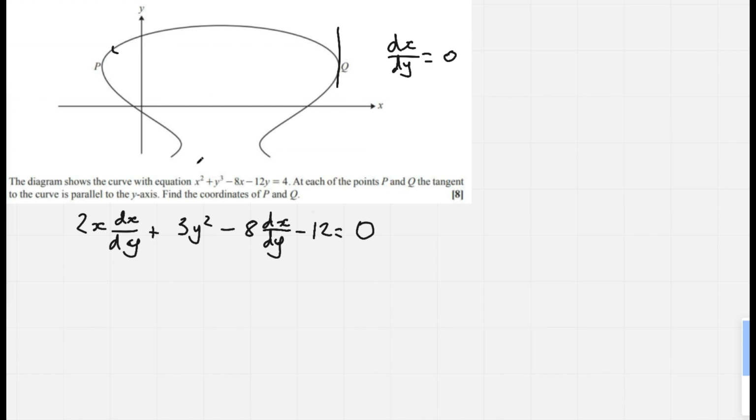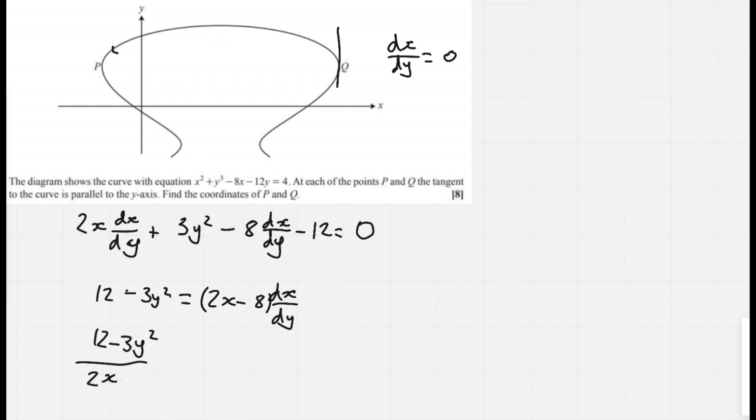Now I'm going to get everything on one side and group it. So I'm going to get 12 minus 3y squared equals 2x minus 8 dx/dy. All I've done is put the dx/dy's on one side and everything else on the other side. I'm now going to divide by this 2x minus 8. So this gives me 12 minus 3y squared divided by 2x minus 8 equals dx/dy.